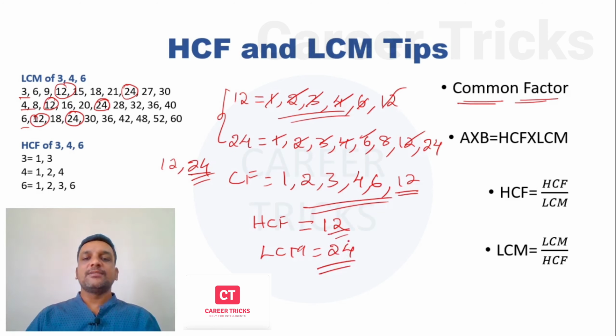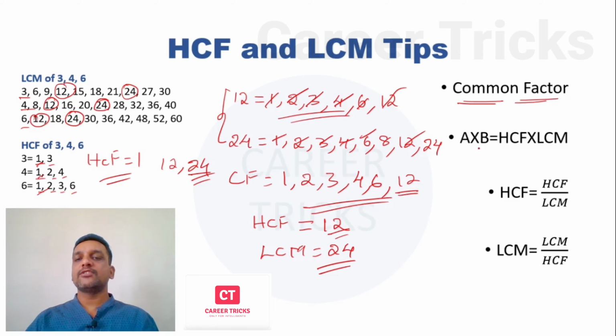Now, in a similar way, one more example. HCF we check for 3, 4, 6. What are the factors? For 3, the factors are 1, 3. For 4, 1, 2, 4. Then for 6, 1, 2, 3, 6 are the factors. In these, which common factor is there? That is 1. So the HCF is 1. Okay, this is how we calculate the HCF and LCM.